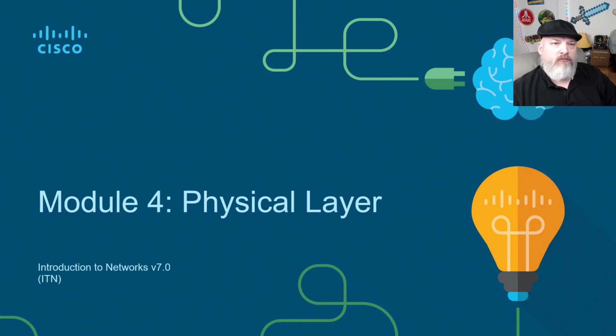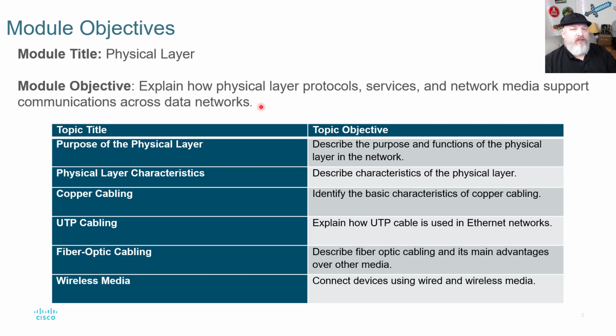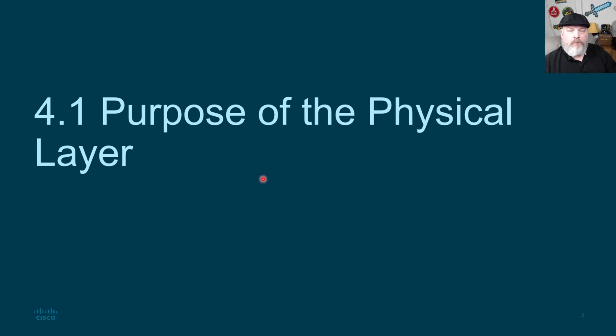This video is Module 4, the physical layer. We're going to be looking at the purpose of the physical layer and the layer characteristics. We're also going to be taking a look at copper cabling, UTP cabling or unshielded twisted pair cabling, and how that's used in Ethernet networks, fiber optic cabling, and wireless media. Now, we've talked about some of those before in previous modules, but now we're going to take a more in-depth look at them.